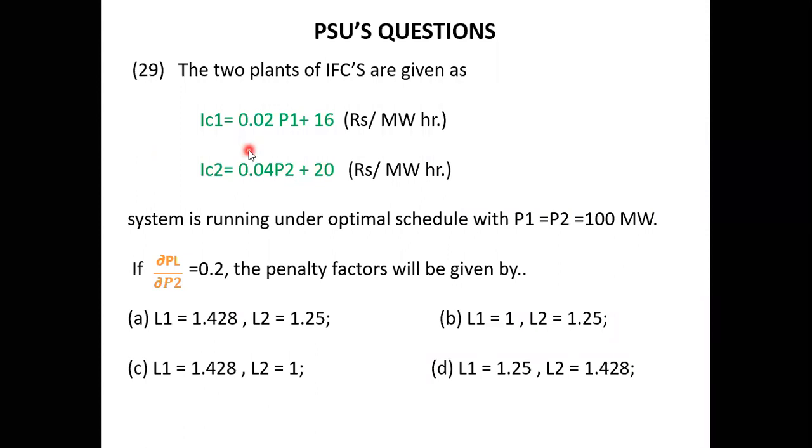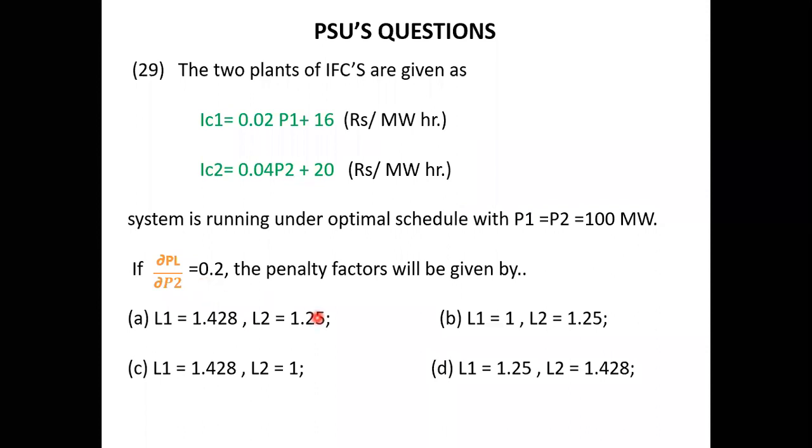Here they have given the incremental fuel cost for the two power plants, and the system is running at P1 equals 100 and P2 equals 100 megawatt. One more given data is that if ∂PL/∂P2 equals 0.2, then find the penalty factors. Once you know ∂PL/∂P2, can you find the L2 value? Easily we can find it. What is the formula for L2? It is nothing but 1 by (1 minus ∂PL/∂P2). Substituting 0.2, it is 1 by (1 minus 0.2), which means 1 by 0.8.